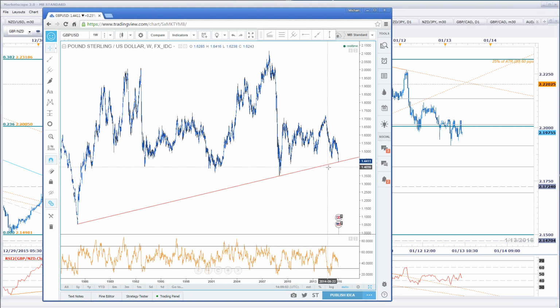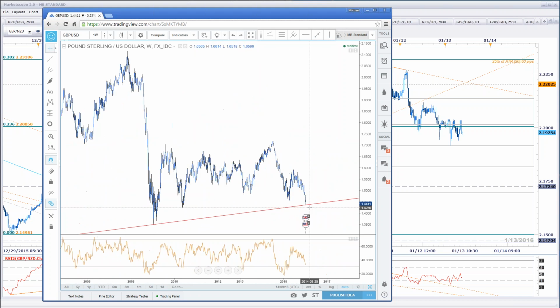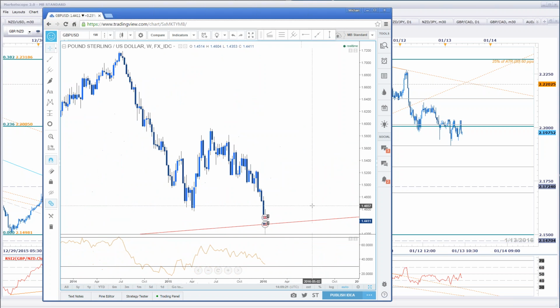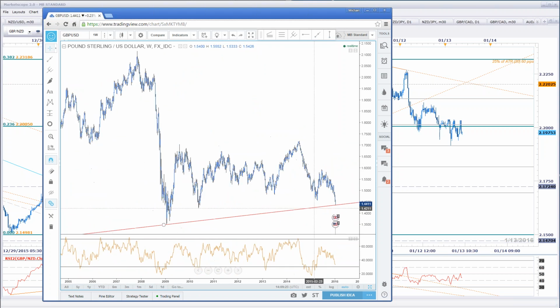Again, I'm not saying that you should be levered to the hilt on the long side here, but just to show you the implications of what would happen if we do break below this, we've got a lot of room to the downside. So as far as the pound is concerned, at least for me, I'm not really interested in taking too aggressive a stance at this point.